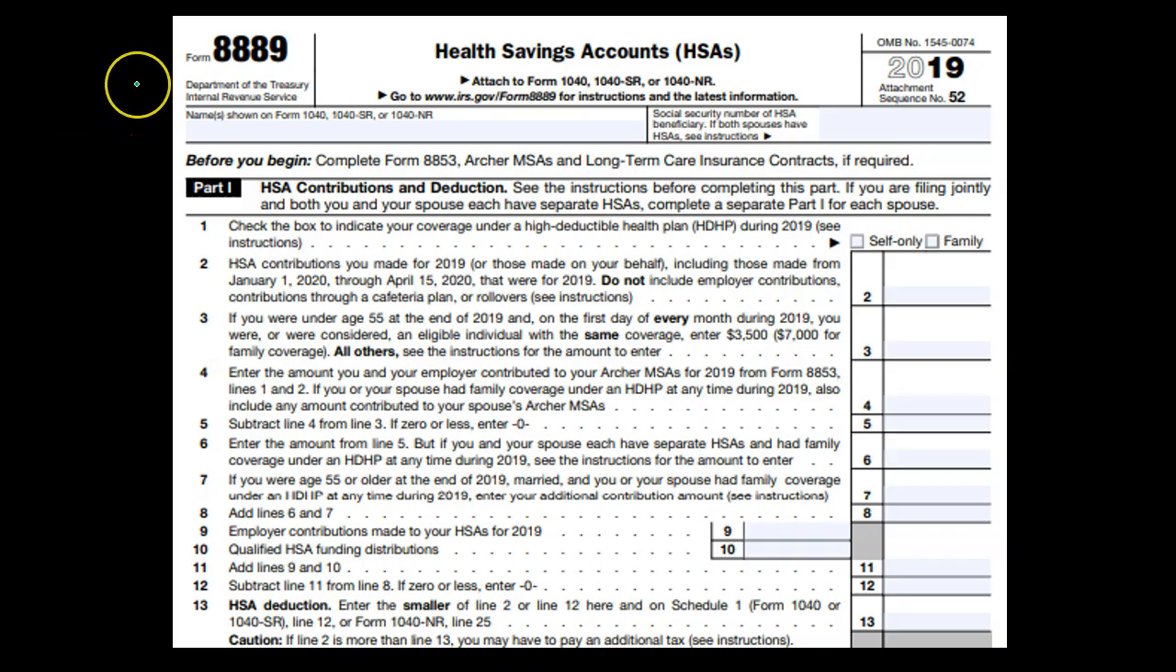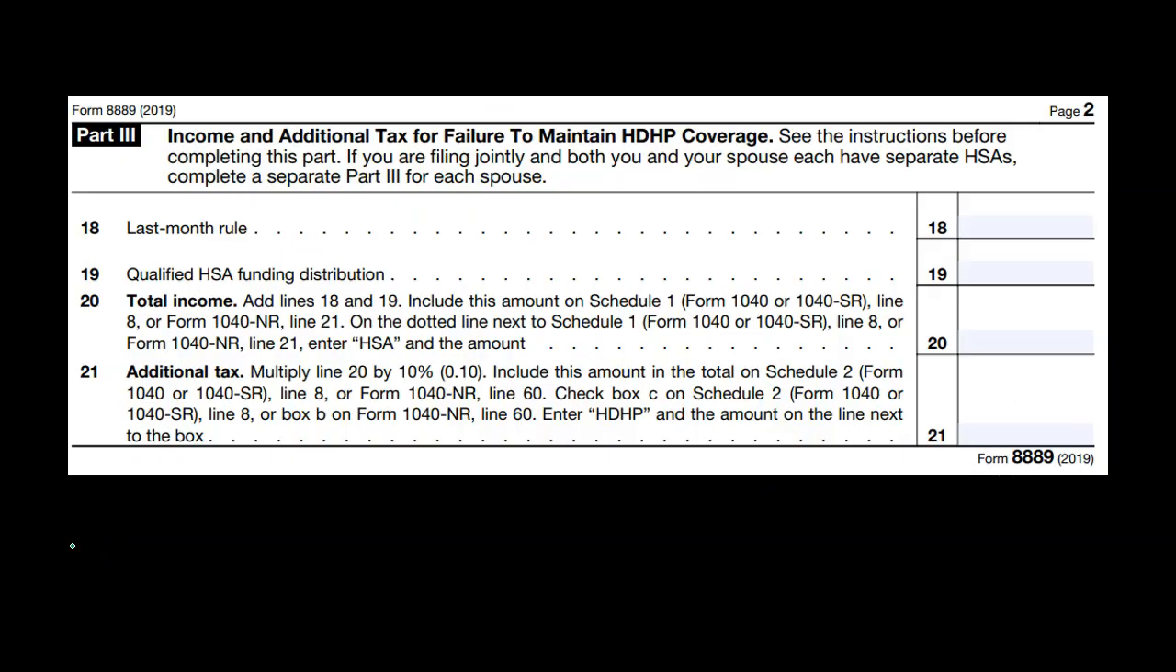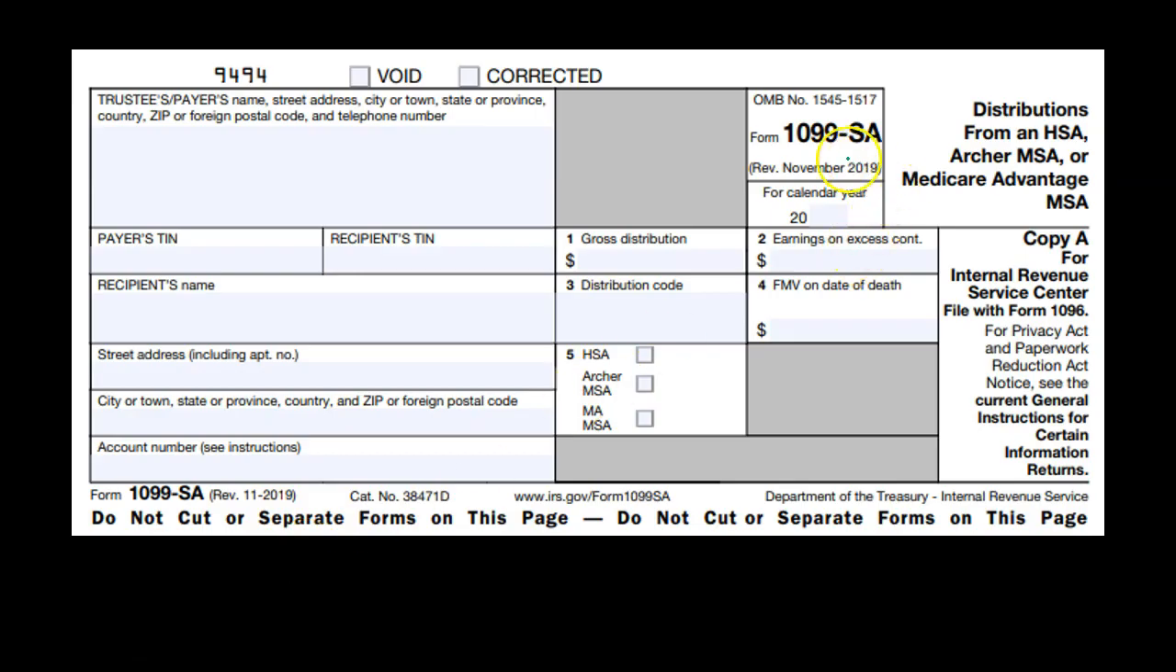Here is an example of Form 8889, the Health Savings Accounts, HSAs. You can take a look at this and get this form on the IRS website, as well as the instructions related to it for more detail. We'll also take a brief look at it as we look at the accounting software in a following presentation with regards to health savings accounts. Here's the second component of it, or part 2. Here is part 3. And then once again, here's that Form 1099-SA.